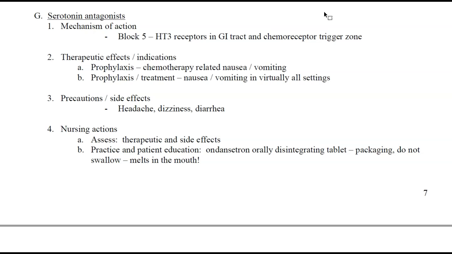So what is the mechanism of action of this drug? This is a serotonin antagonist, so it's a blocker. It blocks the 5-HT3 receptor in the GI tract and the chemoreceptor trigger zone. Therefore, the therapeutic effect or indications include prophylaxis, meaning prevention, of chemotherapy-related nausea and vomiting, as well as prophylaxis and treatment of nausea or vomiting in virtually all kinds of settings and for all kinds of reasons.